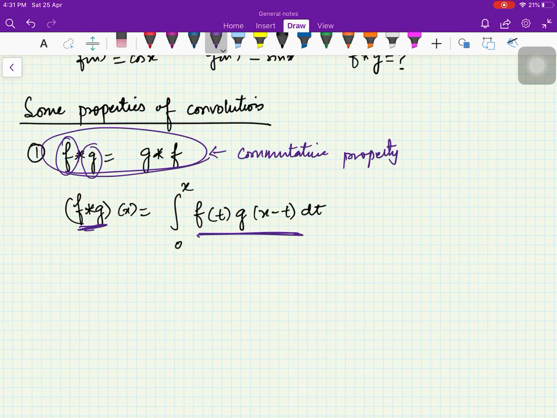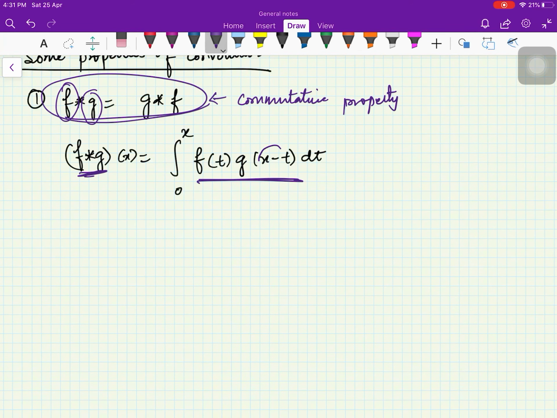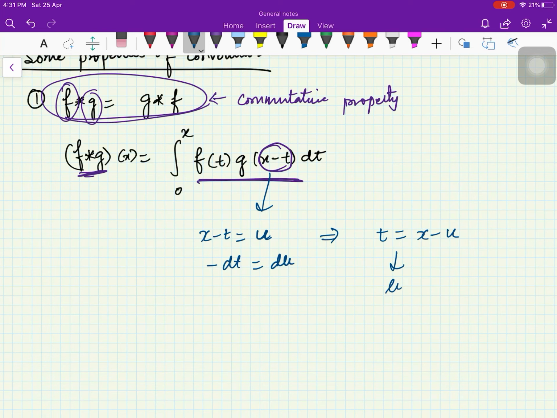So we want to prove it, now we want to make it g star f, right? For that, what can you do? You want t here, right? So we'll substitute x minus t equal to another variable, say u, right? So you have minus dt equal to du, right? And now you want to change everything into u, so it will imply that t is x minus u, right?